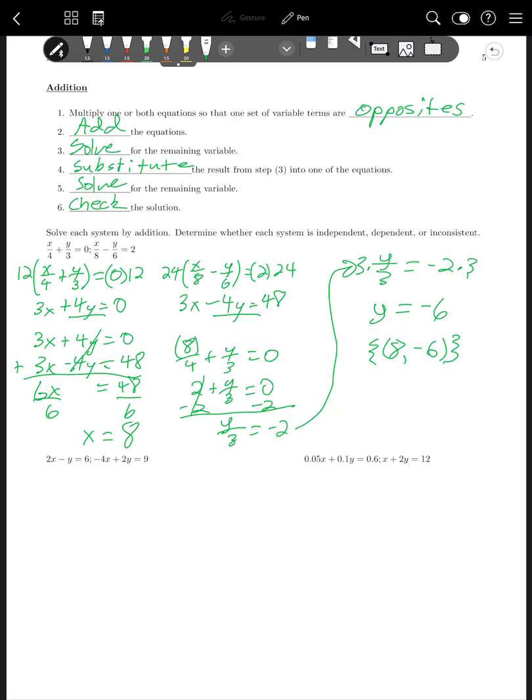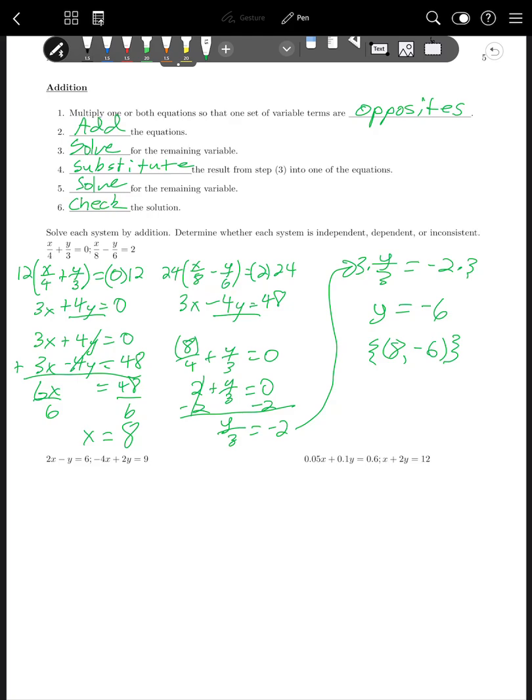And one thing I mentioned when we first started doing substitution, but that I haven't reminded you about, so I'll do it now, is one way to check these answers is to graph the functions and see if you get the same answer by graphing. The other option is plug these numbers into both equations and make sure they check.